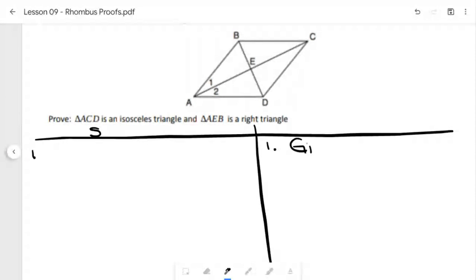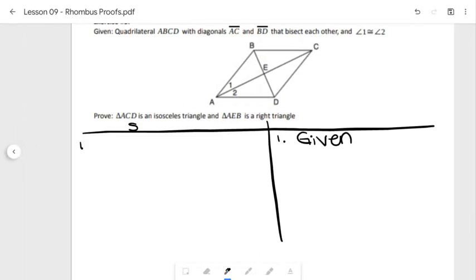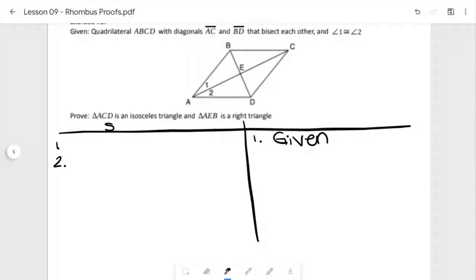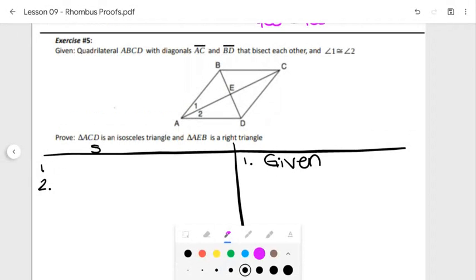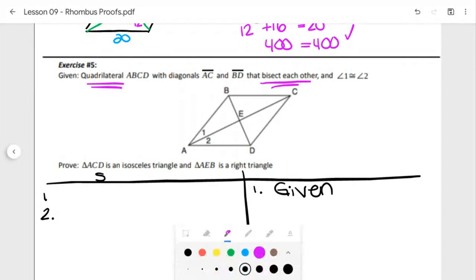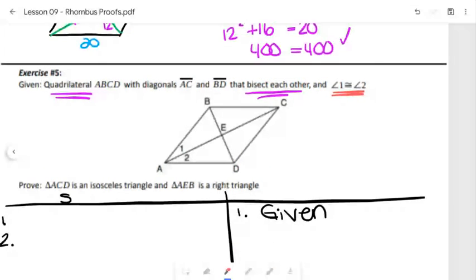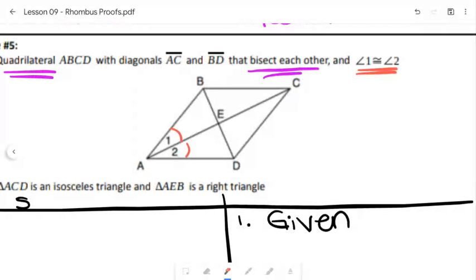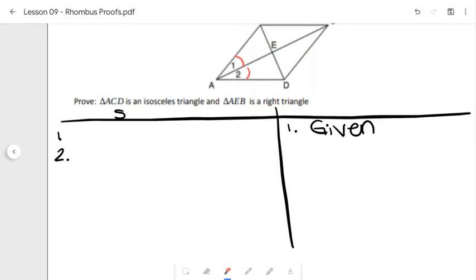So for here, I'm going to skip the given just because I want to get right into this. But think about it. A quadrilateral, a 4-sided shape that's diagonals bisect each other. So now at least I know it's a parallelogram, because the diagonals bisect each other. But I also have this extra piece. Angles 1 and 2 are congruent. That means this diagonal AC bisected that angle A. So a parallelogram with diagonals bisecting the angles, that means it has to be a rhombus.